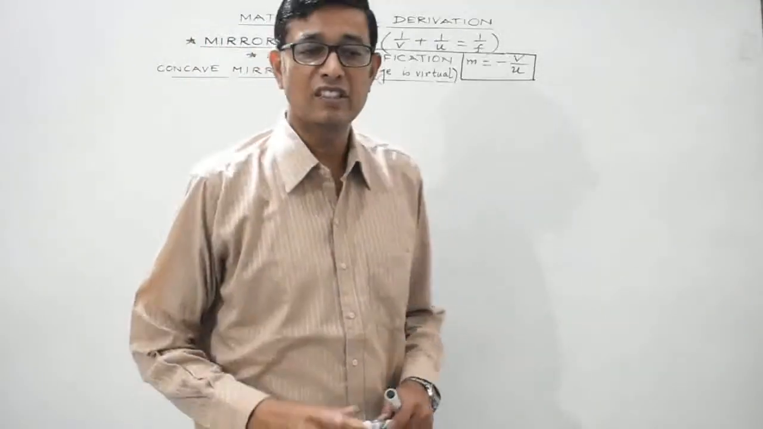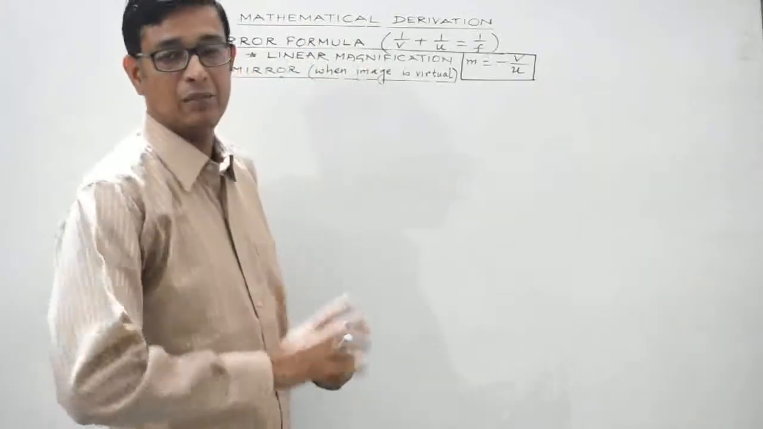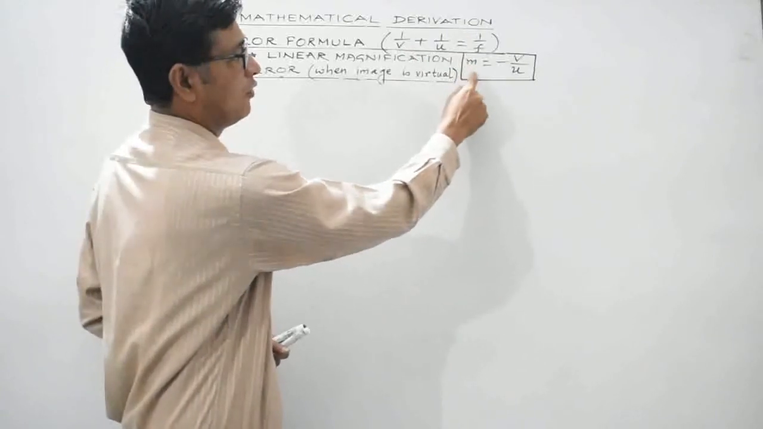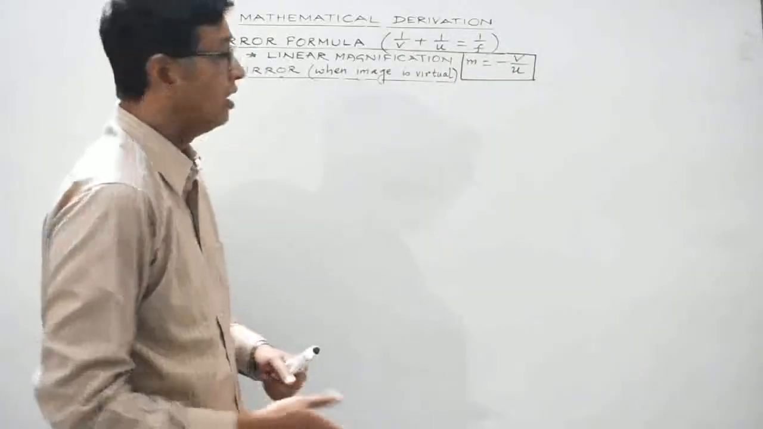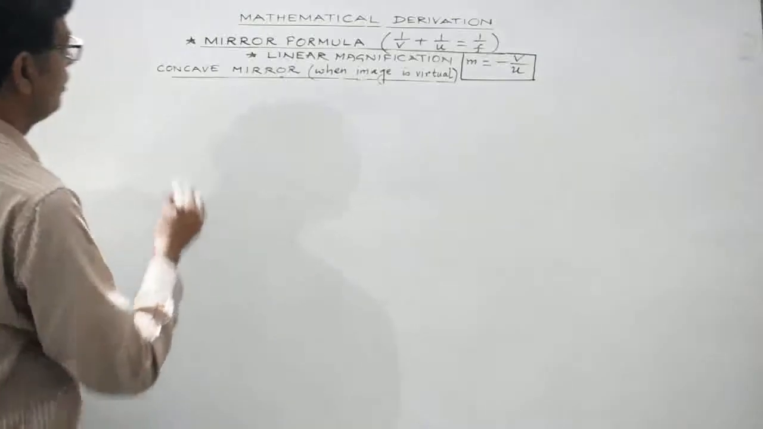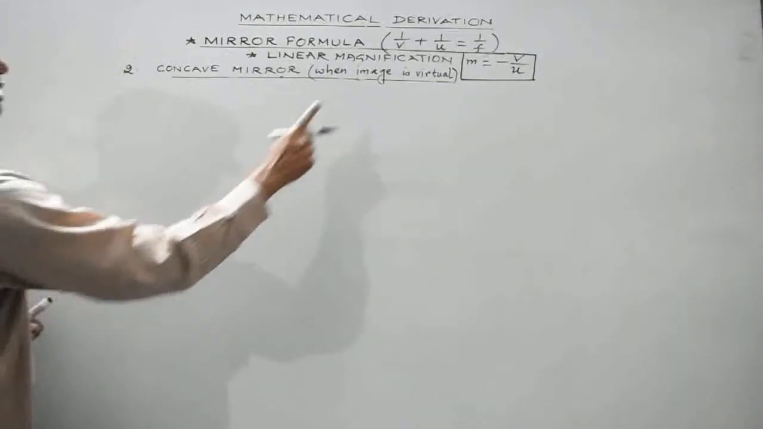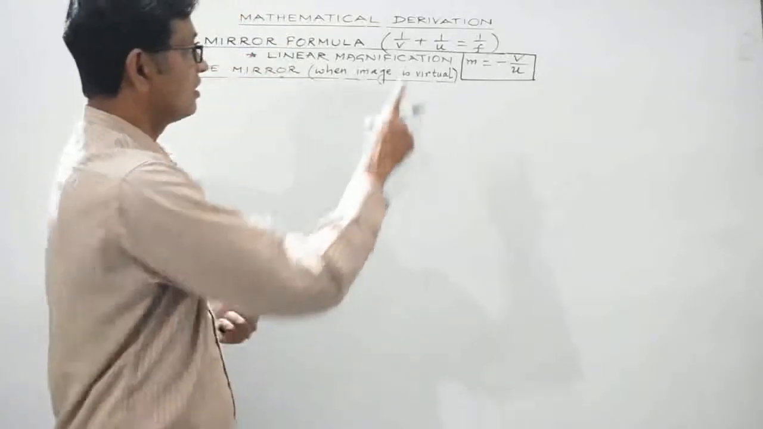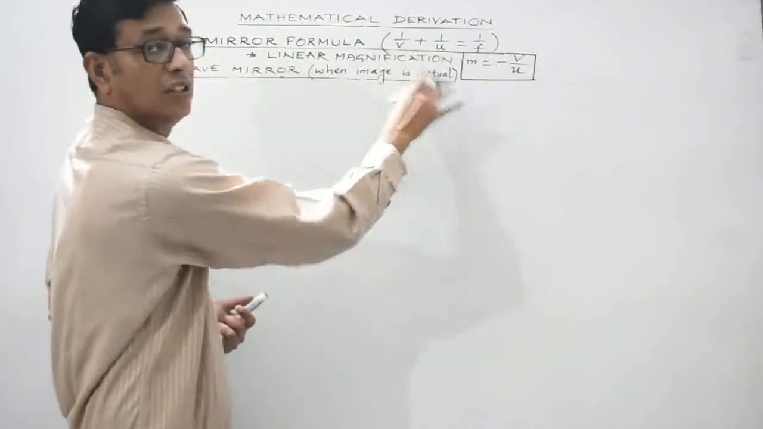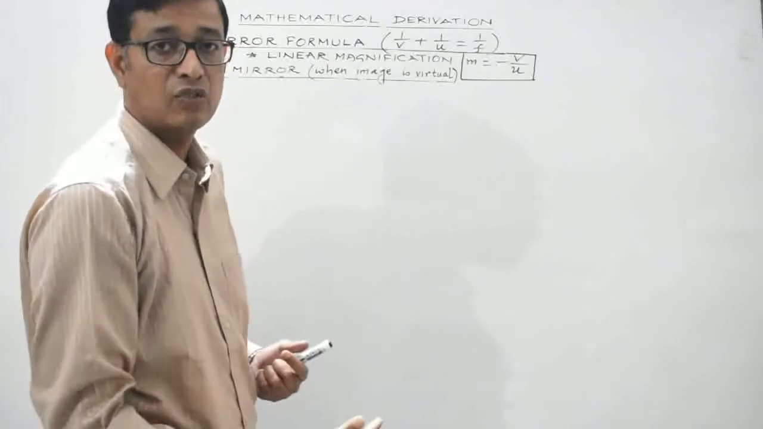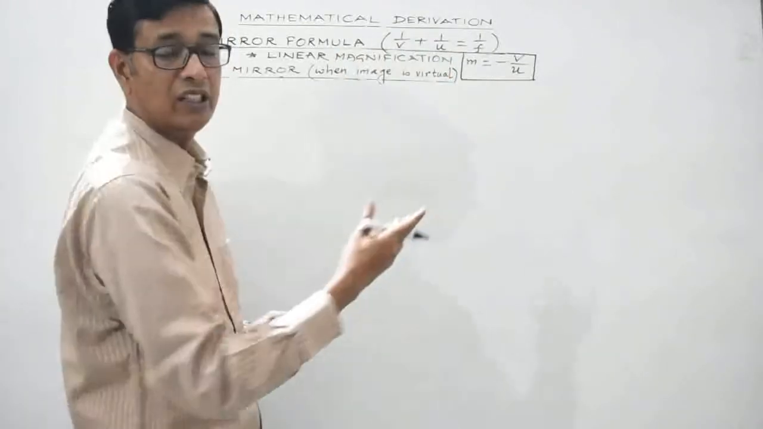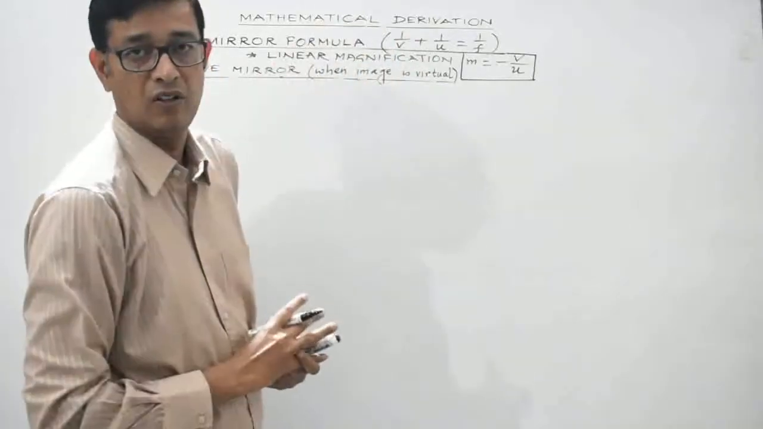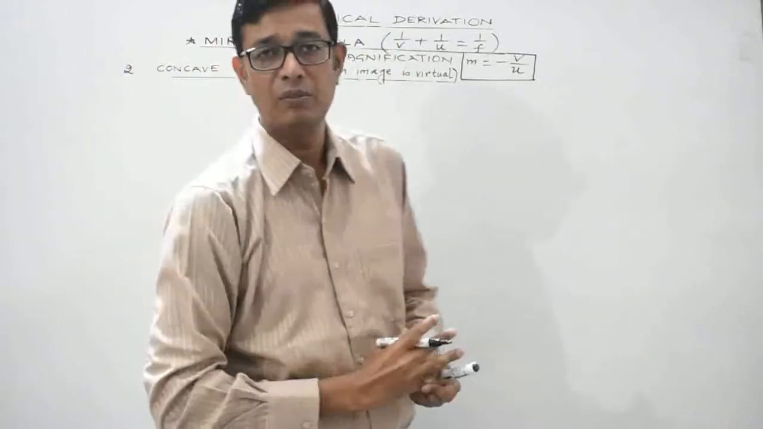Hello students, in this session we will be mathematically verifying the mirror formula as well as the formula for the linear magnification in case of concave mirror when the image is virtual. In the previous session we have discussed the mirror formula when the image was real, but in this case we will prove the mirror formula and the expression for linear magnification when the image is virtual, right? So we'll proceed in a similar manner.